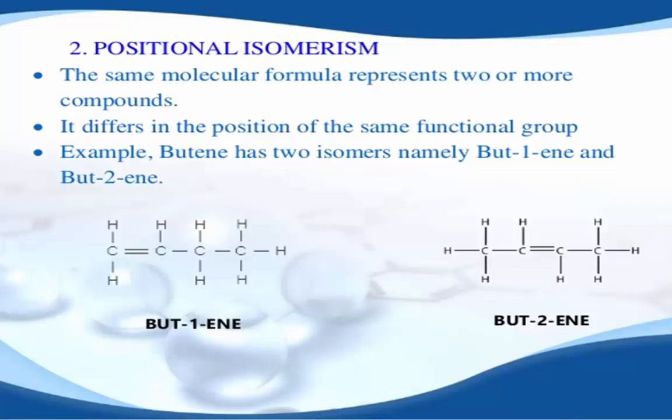When you observe this structure, here the double bond is present on the first carbon atom. When you observe this compound, here the double bond is present on the second carbon atom, but the number of carbon atoms here as well as here is 4, and the number of hydrogen atoms here is 1, 2, 3, 4, 5, 6, 7, 8. Is it right? Here also the number of hydrogen atoms is 8.